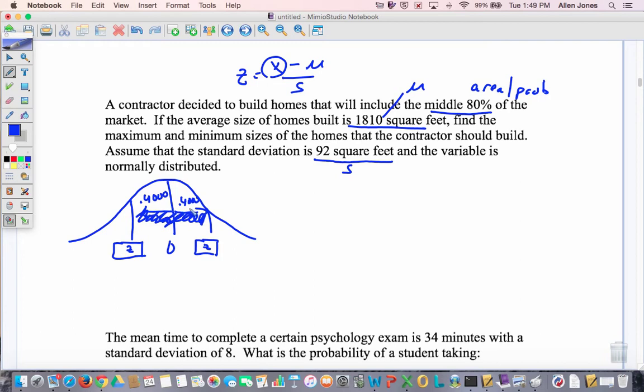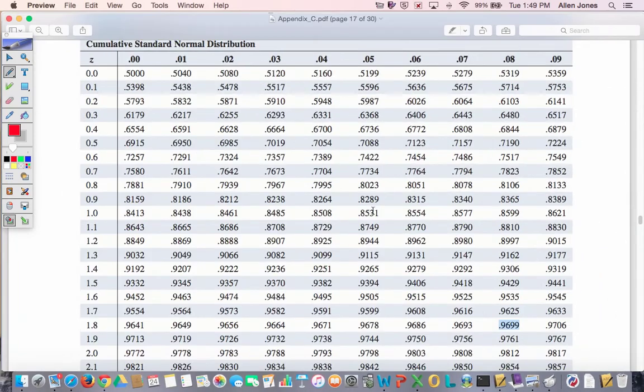So 40% is on each side, or a total of 80%, which means outside, in both tails, is a total of 20%, or 10% on each side. 10% on this side and 10% on this side. So if I started here, I could go to my table. The area under the curve is 10%, or 0.1000. I could work backwards to find my z-score.